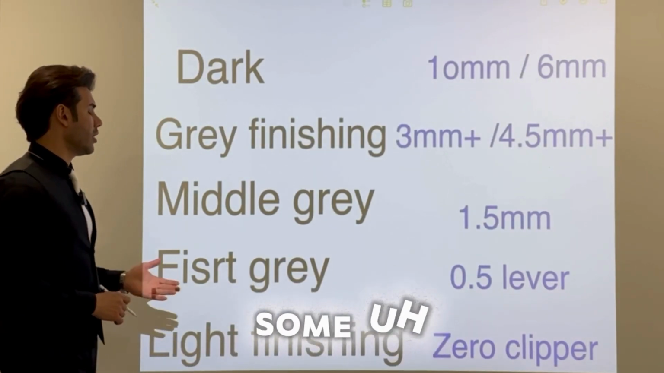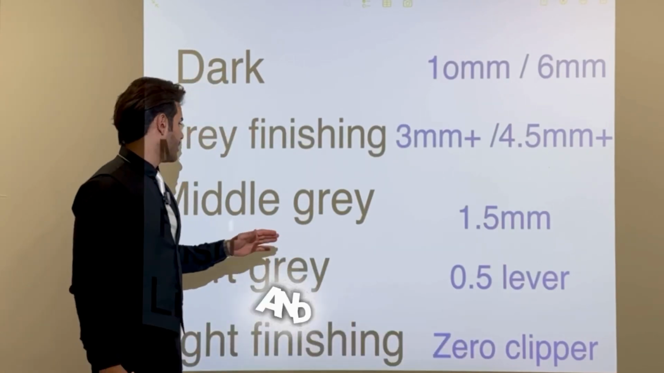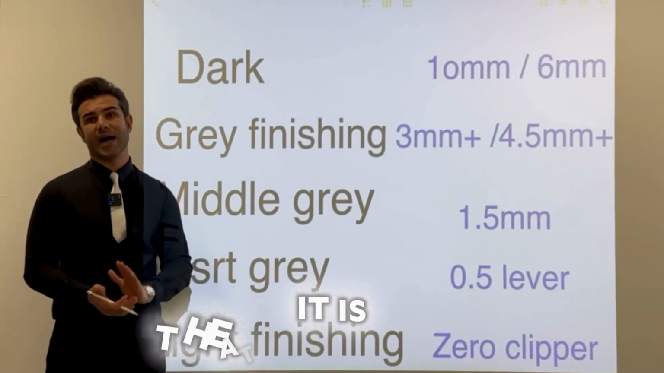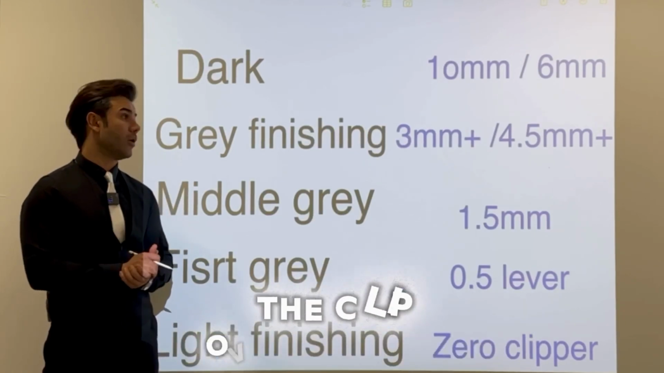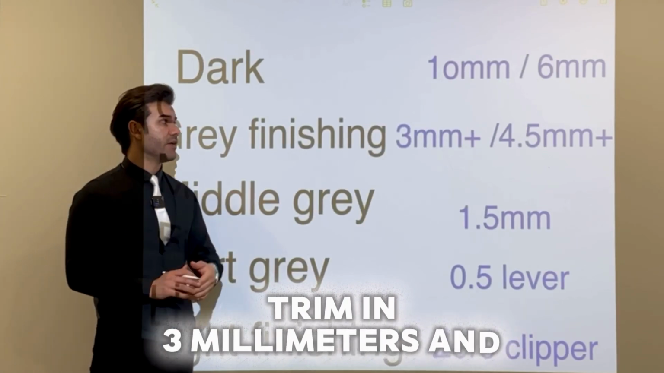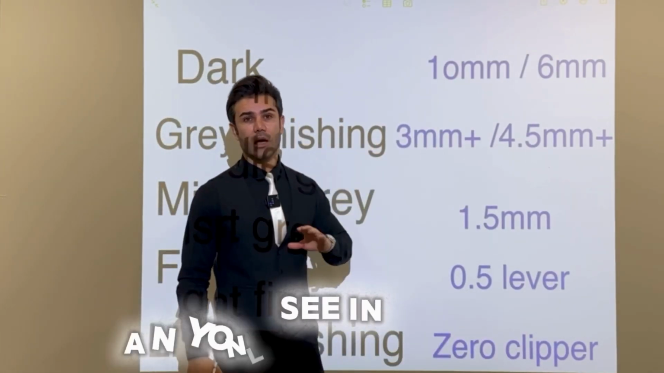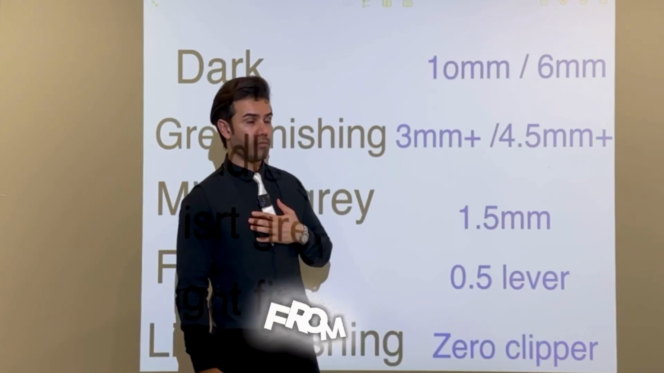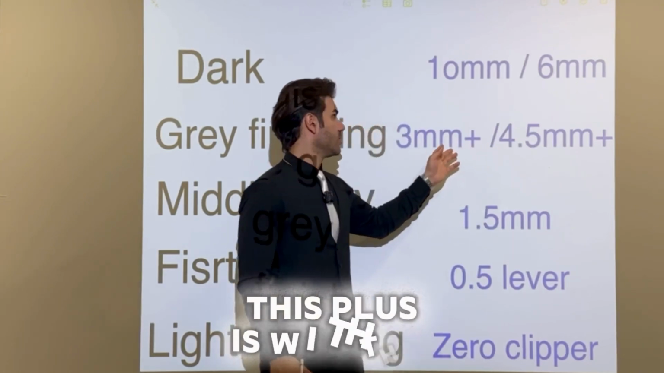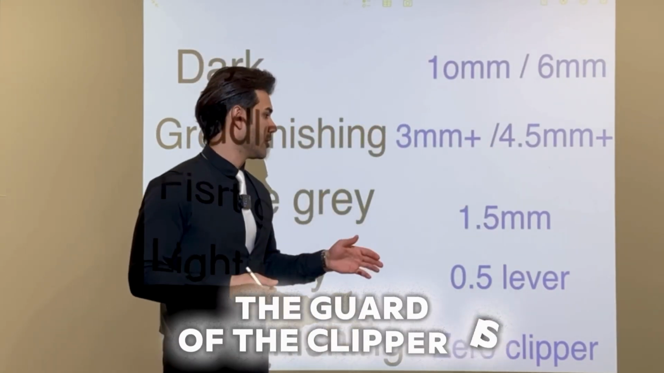0.45, and some other clippers can also go for 1 millimeter. And then medium gray is 1.5 millimeters. It is the attachment of our clipper, and the gray finishing is 3 millimeters and 4.5 millimeters. When you see in any online education from me a plus with the numbers, it means the lever, the guard of the clipper, is already open.